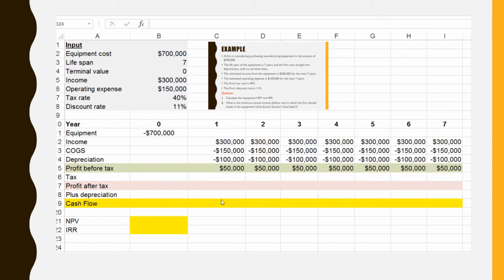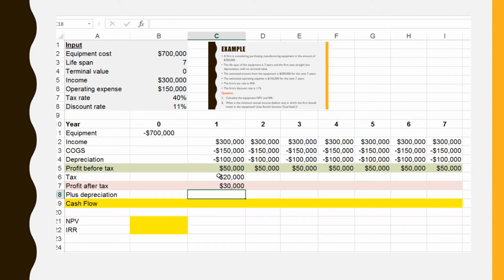Let's continue with the calculation of tax, profit after tax, and cash flow. This time, I will use a slightly different style. I will do it vertically. I'm going to calculate the tax here. Tax rate is 40%. Therefore, I type equal profit before tax multiply with tax rate. Okay? And fix the reference cells for the tax rate. Enter. Profit after tax is actually equal profit before tax minus the tax.